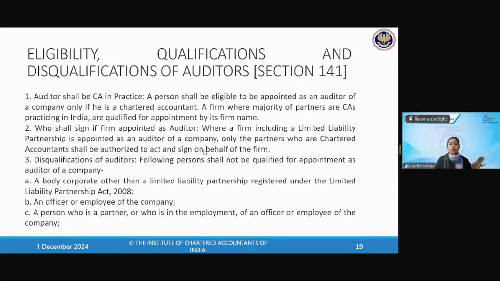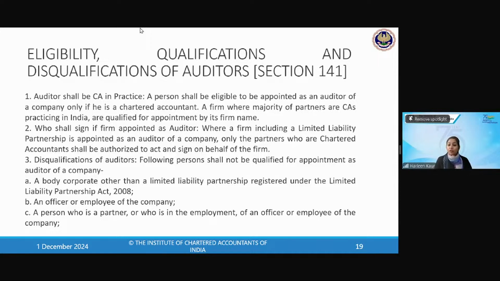So body corporate cannot be appointed as the auditor, but can the LLP be appointed as the auditor? Can LLP be appointed as the auditor, children? Yes or no? So audit firm can be appointed, and yes, ma'am, limited liability partnership can also be appointed as the auditor of the firm.